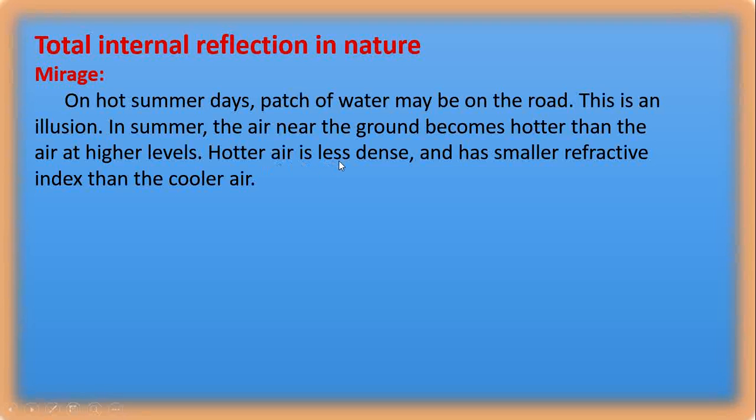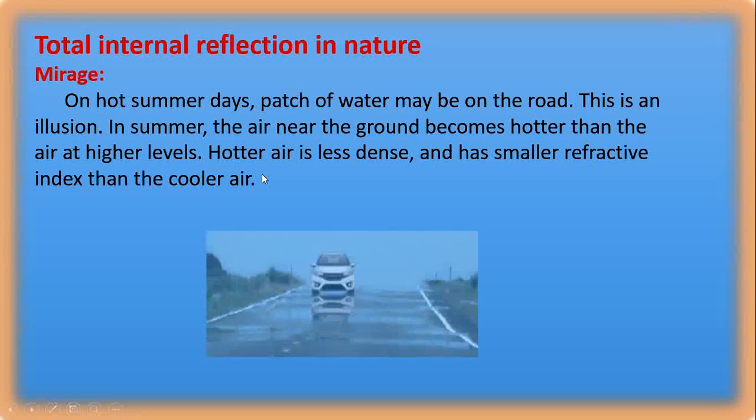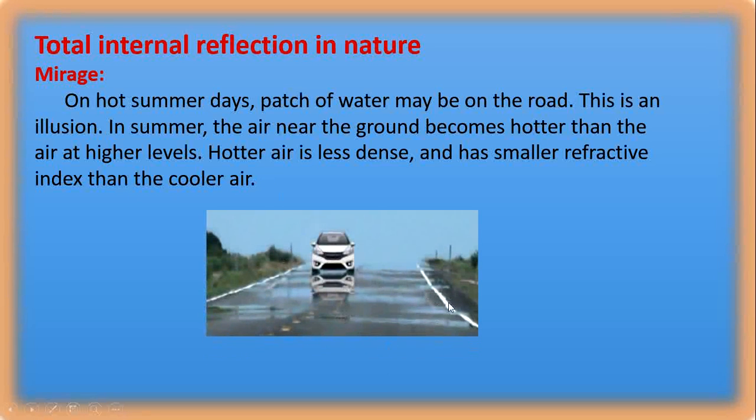So, hotter air is less dense and has a smaller refractive index than the cooler air. Which one is less dense? Hotter air. So, in summer, the air near the ground becomes hotter than the air at higher levels, and hotter air is less dense and has a smaller refractive index than the cooler air. See this diagram. Here we have some water on the road. It is due to illusion.